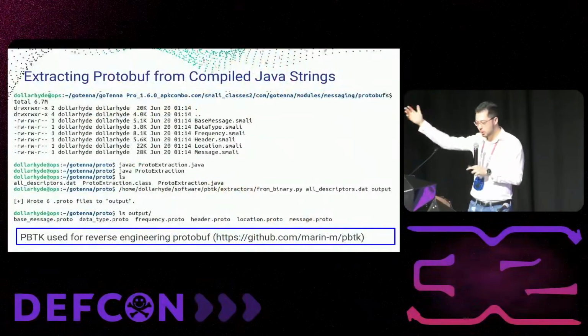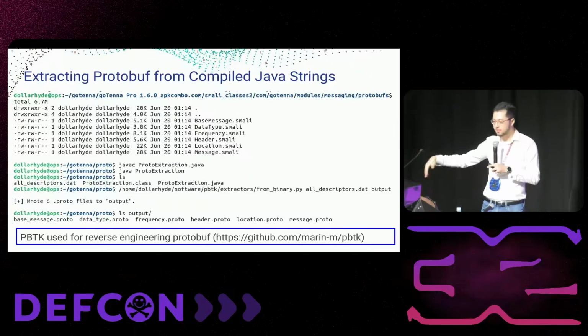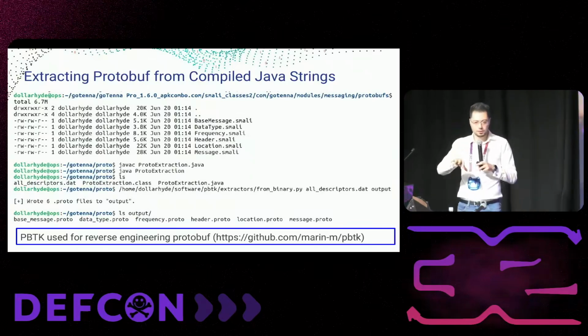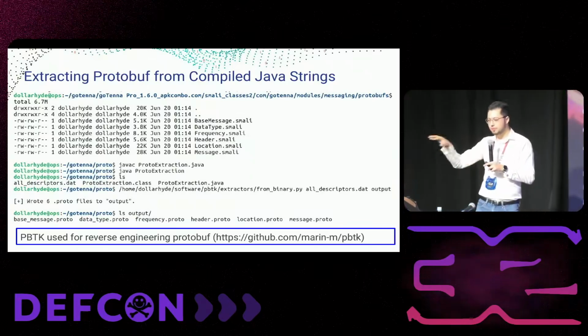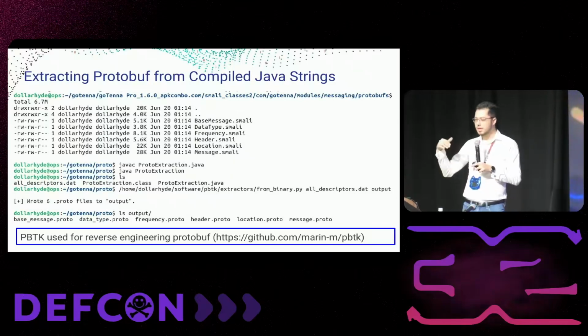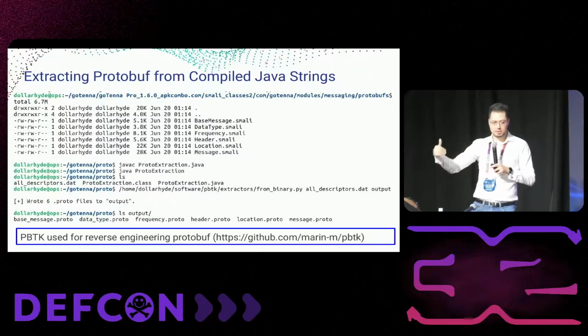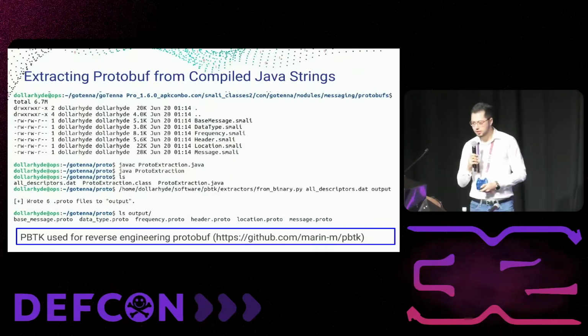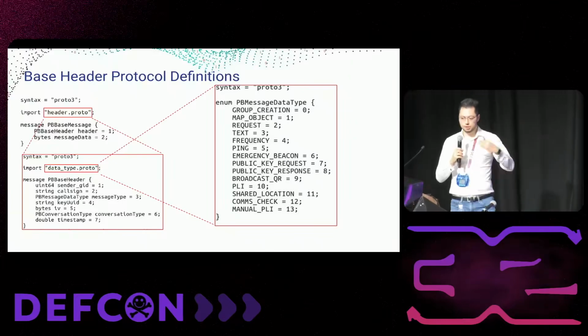So we go to all of the decompiled stuff. We take the file extractors, we put in our own custom file called proto extraction, and then we run that, which will generate a binary file. And then we use PBTK. This is an open source tool. We use this against this binary file, and that gives us all of these things at the bottom, like all the proto files.